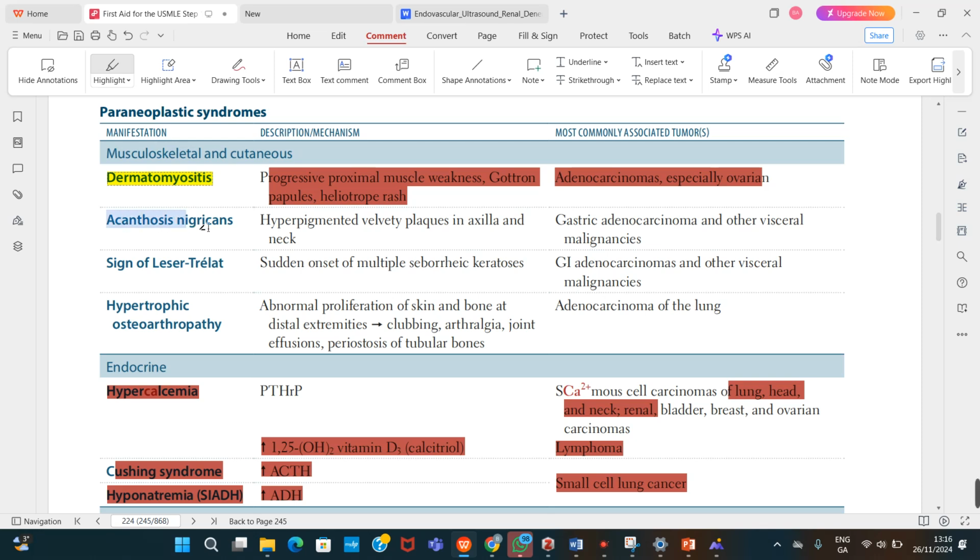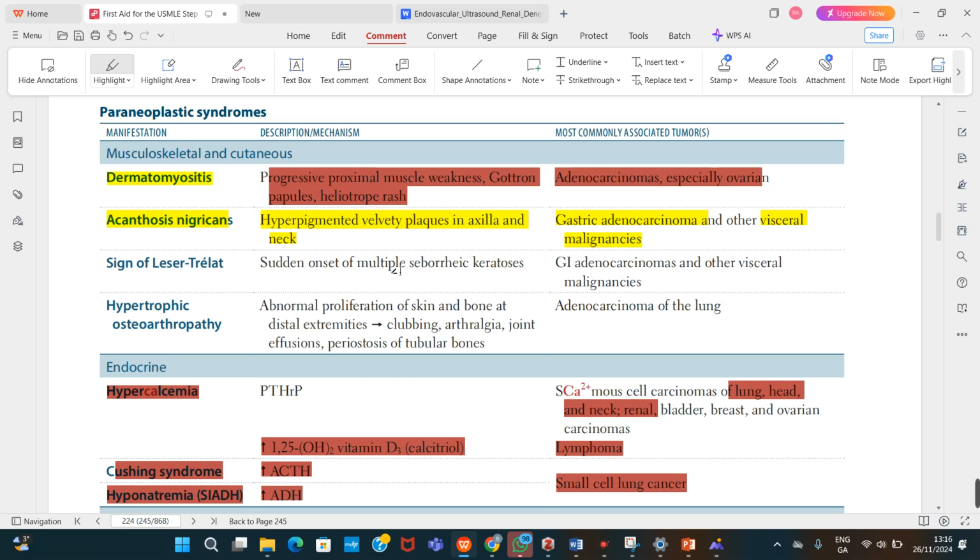The next one is acanthosis nigricans. We have talked about this in dermatology, right? Hyperpigmented velvety plaques in the axilla and the neck, intertriginous areas. Just go and rule out gastric adenocarcinoma or any visceral malignancy. So if you don't see gastric there and you see pancreatic, are you going to pick it? True or false?